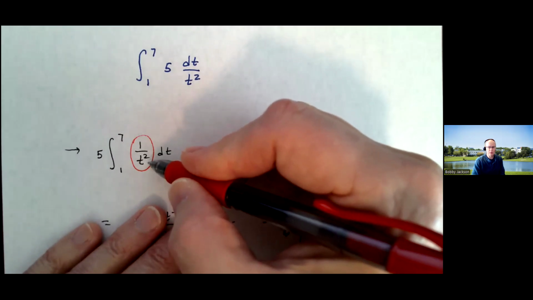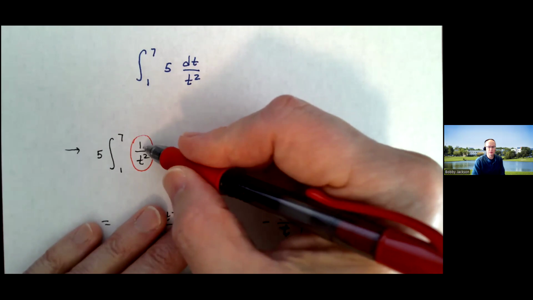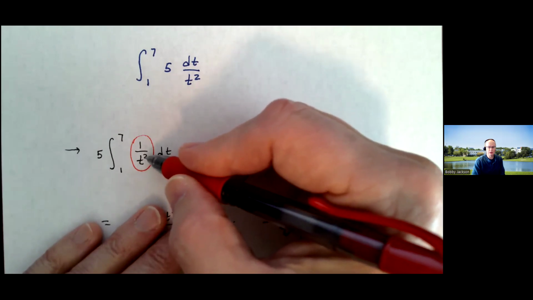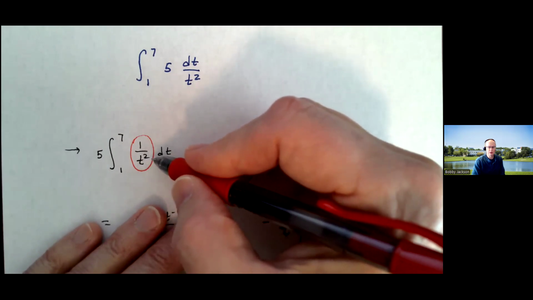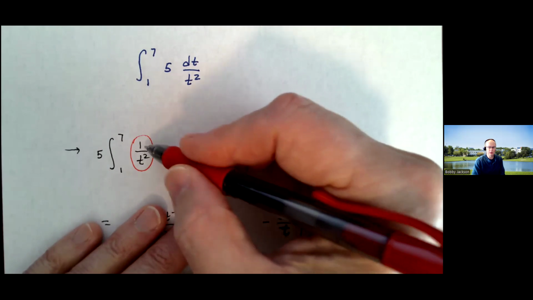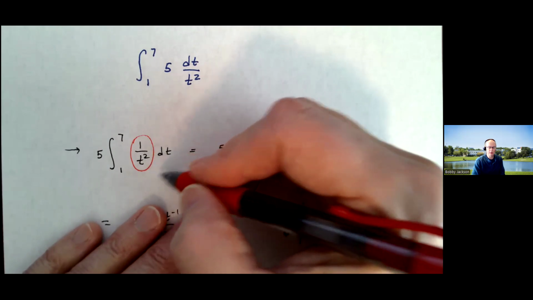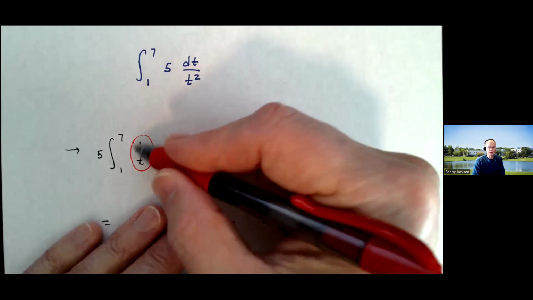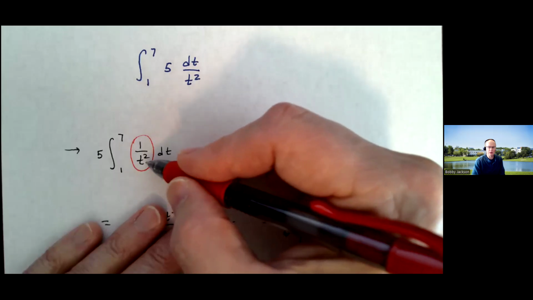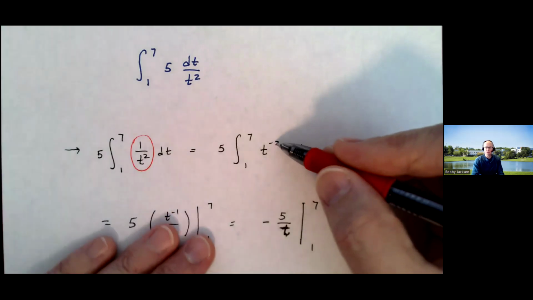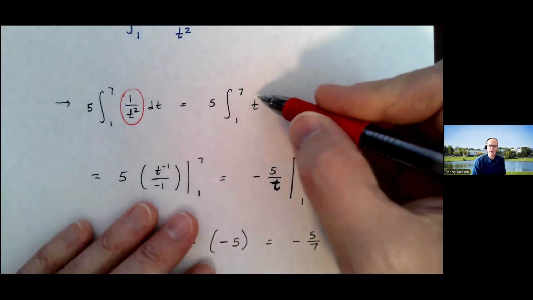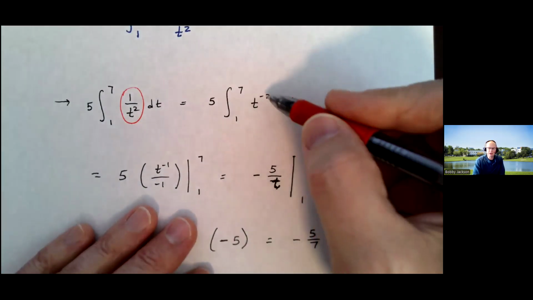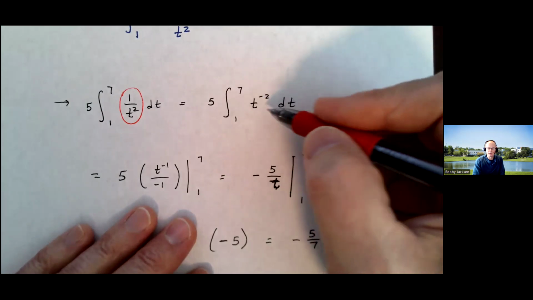To do this, though, we've got to rewrite. I can't just say, oh, the antiderivative of t squared is 1/3 t cubed, so it's 1 over 1/3 t cubed. No, that's not the power rule. I need to write this as t to some power, and that is t to the -2. So make sure you understand, again, what negative exponents represent.